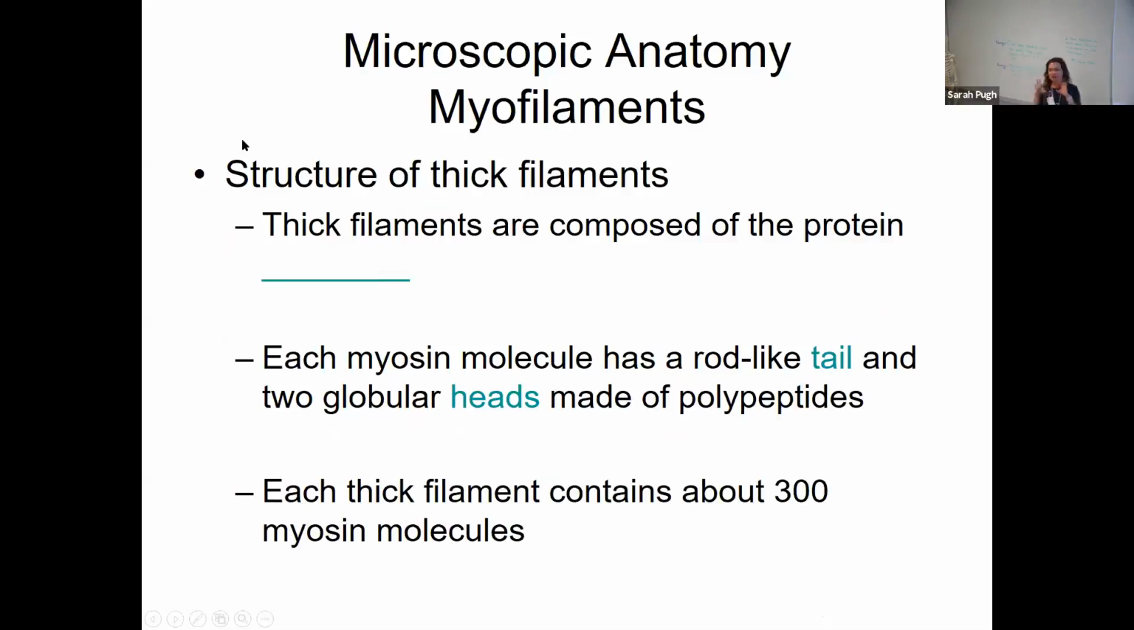So now that we kind of know how our thick filaments and thin filaments are arranged to create a sarcomere, what I want to do is drill down and look at our thick and thin filaments. Let's talk about actin and myosin. Okay. So myosin is our thick filament. It's the one that's in red.